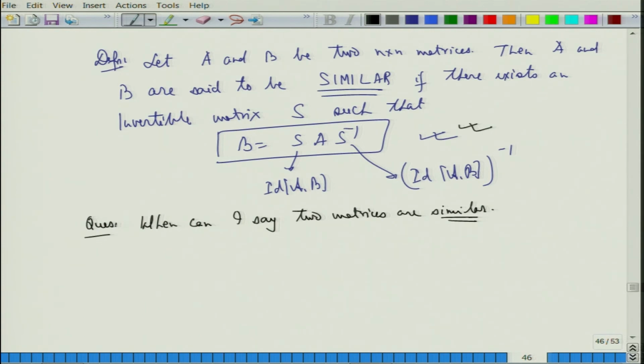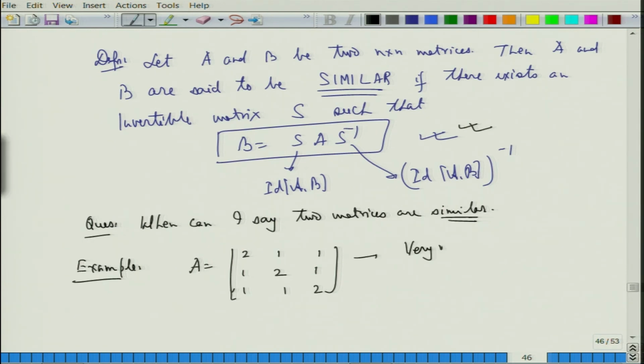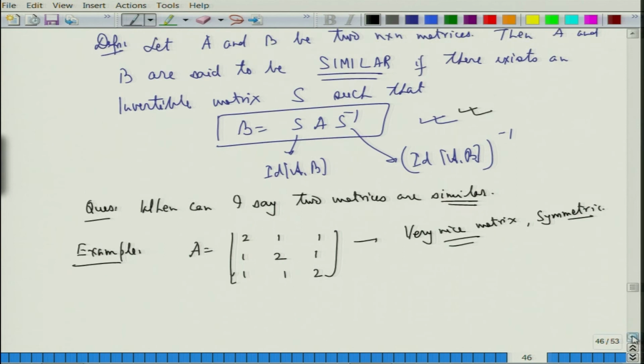So let me take one example here to show you the importance of this example. All right. So let me take a matrix A as, I am going to take a very easy example, 2 1 1, 1 2 1, 1 1 2. All right, it's a very nice matrix, symmetric, everything is nice about this. You can try that out yourself. I will not talk about it, what are the nice things about it. Very nice matrix. Fine, at least you can see that it is symmetric. Fine, there are a lot of nice things about this matrix, I will not get into it.